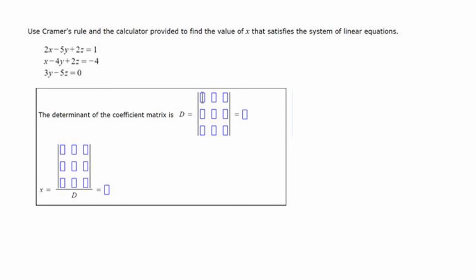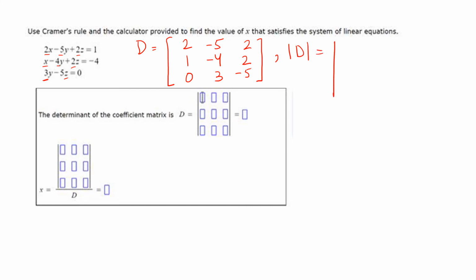Okay, so now let's write the coefficient matrix. So D is equal to, first we write the coefficients of x, so 2, 1 and 0 for the third one. Then we write for y, negative 5, negative 4, and for the third one y is here, so 3. Then for z, 2, 2 and minus 5. Now we need to find the determinant of D, or the determinant of 2, 1, 0, negative 5, negative 4, 3, 2, 2, negative 5. So use my shortcut trick.